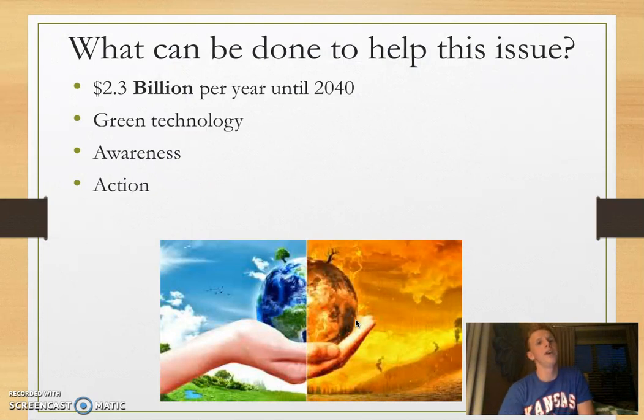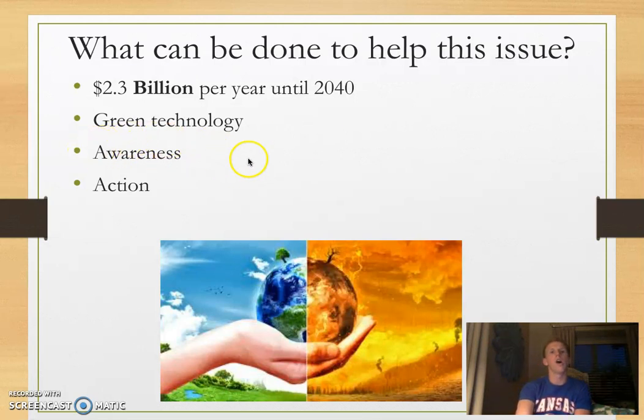What can be done to help this issue? Some scientists estimated that we'll need about $2.3 billion per year until 2040 to diminish this issue or stop it. I don't know if that meant to stop it, but that's the minimum that they're guessing. Green technology is also something that I said earlier that can help. If we use green technology, we can diminish our production of pollutants in this atmosphere. Green technology includes geothermal energy and solar panels. I actually have solar panels myself. Anything like carpooling, using a bike, using something that doesn't pollute.